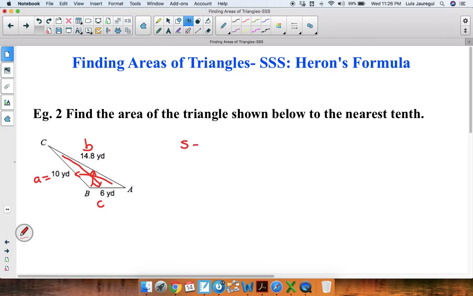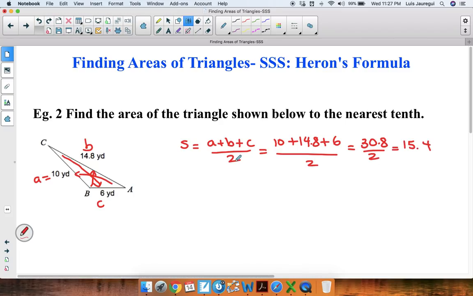We need to figure out the value for s, which is a plus b plus c divided by 2. So we have 10 plus 14.8 plus 6, all divided by 2. 10 plus 6 gives you 16, plus 14.8 gives us 30.8, and then we divide that by 2, which gives us 15.4. So that's the value for s.